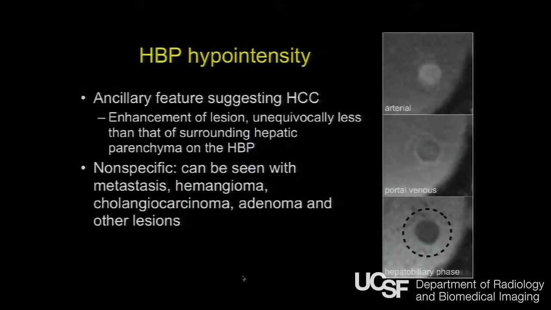So here's a case of an HCC with hepatobiliary phase hypointensity. You see clear evidence of arterial phase hyperintensity, capsule appearance, and then it's classically dark, classic HCC with hepatobiliary phase hypointensity. Now remember, hepatobiliary phase hypointensity is not specific, okay? Other tumors such as cholangiocarcinomas, benign lesions such as a hemangioma or an adenoma can all demonstrate hepatobiliary phase hypointensity.